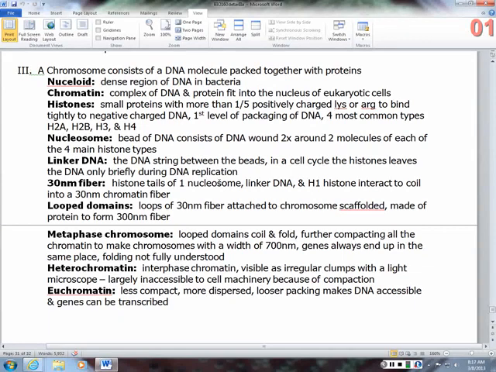There are multiple different histones out there, with the four most common types being H2A, H2B, H3, and H4. Those histones are going to have the DNA wrap around them and make up nucleosomes, which are beads of DNA consisting of DNA that's wound twice around the two molecules of each of the four main histone types. So the nucleosome is made up of DNA wound around a histone.